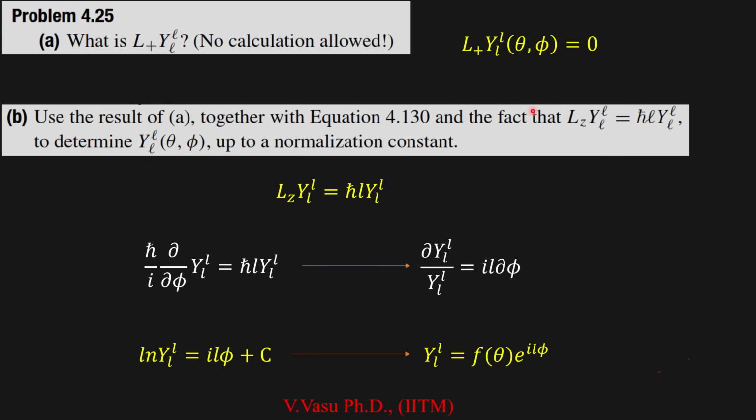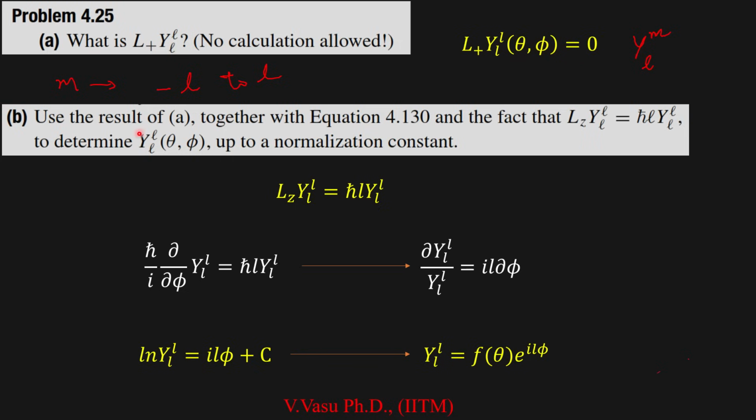No calculation is allowed. Actually, this is Y_l^m. Sorry, this is Y_l^m. So we know m varies from minus l to plus l in steps of 1. So the maximum value, the top rung, is plus l, and you cannot raise the level more than this. So naturally this will be 0.